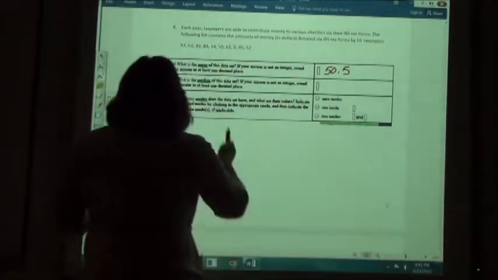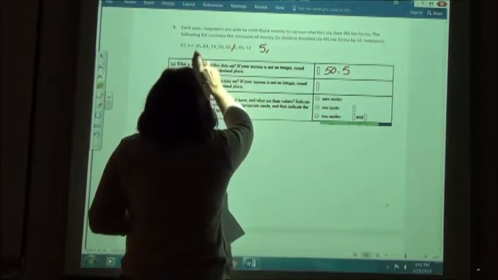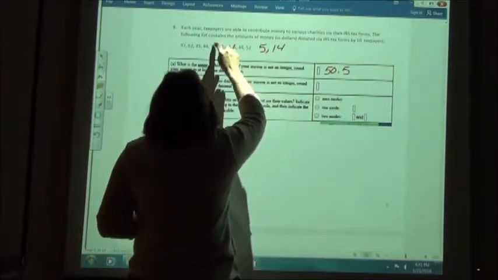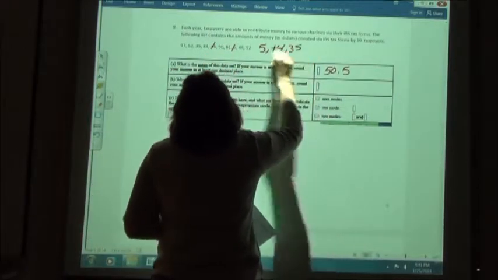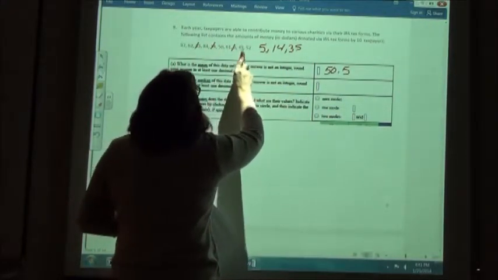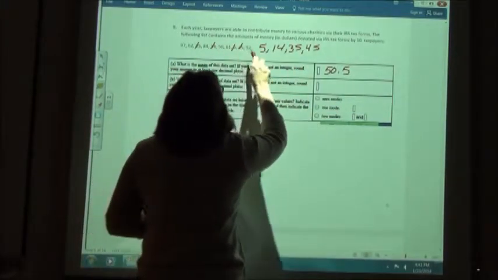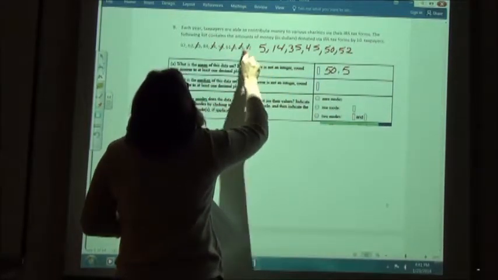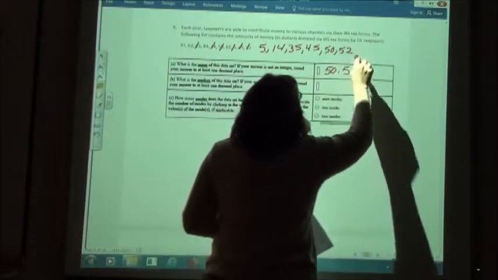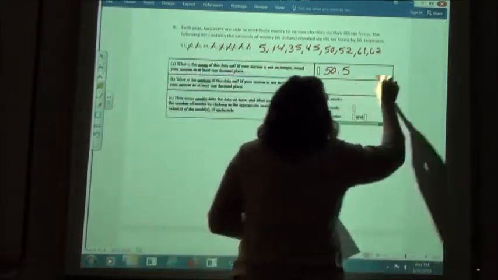All right, now we need to sort them in order. So I have, looks like a 5 first, and then I've got a 14, and then we've got 35, and then our next one would be the 45, and then we have a 50 and a 52, and then we have 61 and 62, and then we have 84 and 97.